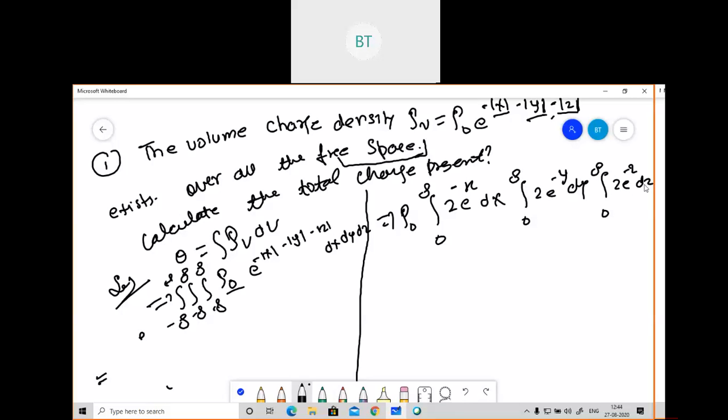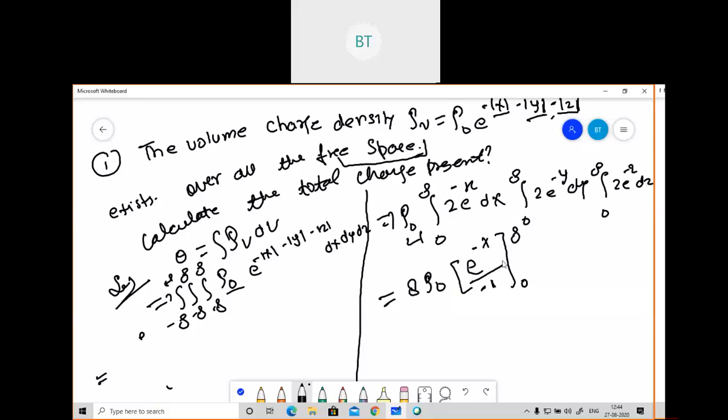So now, what I'll do? These are constant terms. So what I'll write here, 8 rho naught is already there, and after that I need to integrate this. If you do the integration of this, you'll find e to the power minus x, and the integration of minus x will be minus 1 only. So I'll write here 0 to infinite.